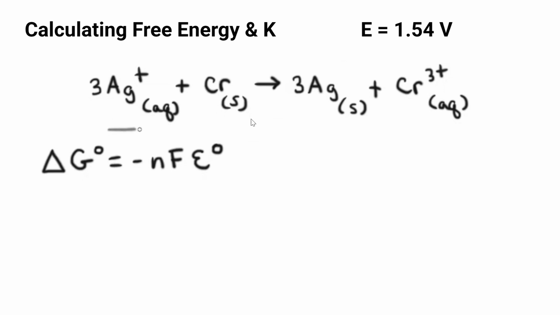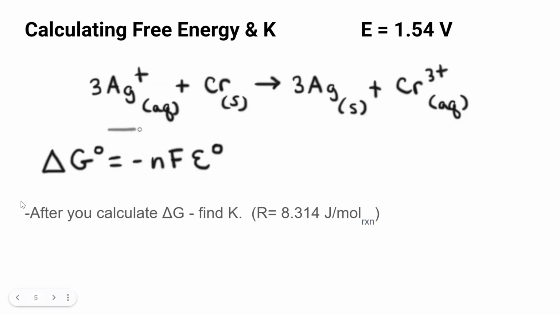So, for instance, if I have this equation right here, calculating the free energy and K, the first step is we just need to plug our numbers in. I have 3 electrons reacting here. We start out with a 3 plus and go to our solid, so there are 3 electrons involved, 3 moles of electrons reacting. So I have 3 for my N. Faraday's constant, I've already given it to you. You're going to get a nice big negative delta G.